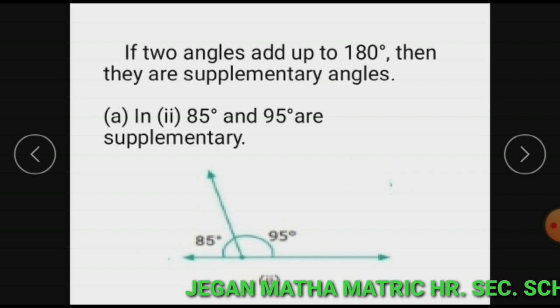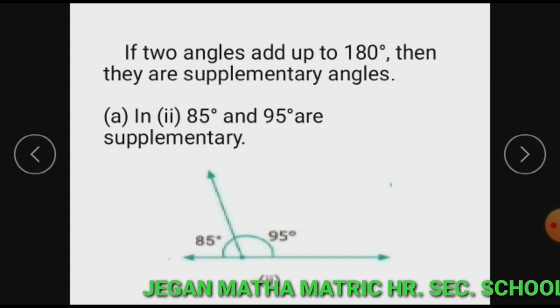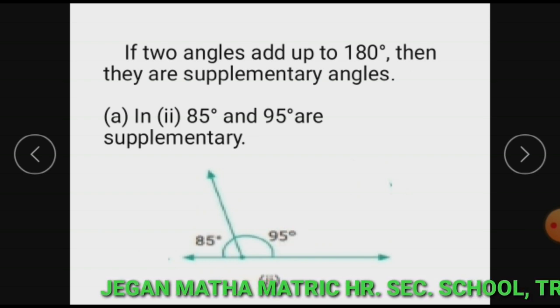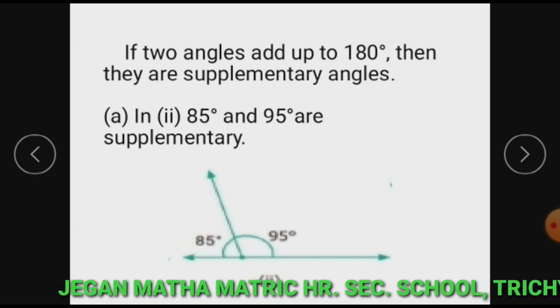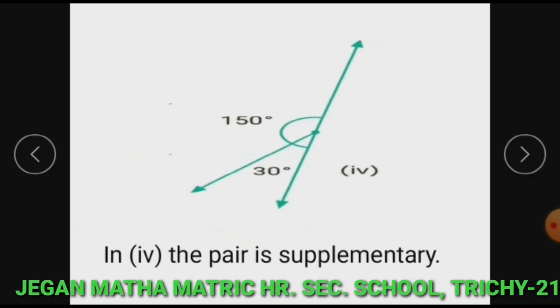In figure 2, the given angles are 85 degree and 95 degree. Now we add 85 degree and 95 degree, we get 180 degree. So the given angles 85 degree and 95 degree are supplementary to each other.